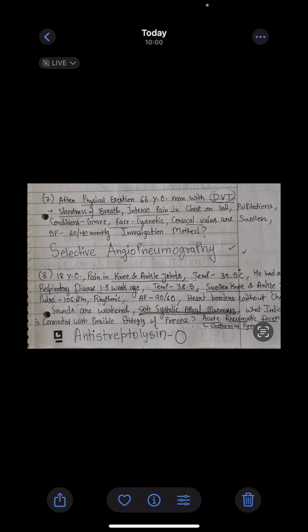So let's go next. The next patient complains about pain in the knee and ankle joints. He has fever. He had a respiratory disease 1 week ago. He has fever, swollen knee and ankle joints. Pulse is high, rhythmic. Arterial pressure is severely low. Heart borders are without change. Sounds are weakened. Soft systolic apical murmur. What indicator is connected with the possible etiology of the process?